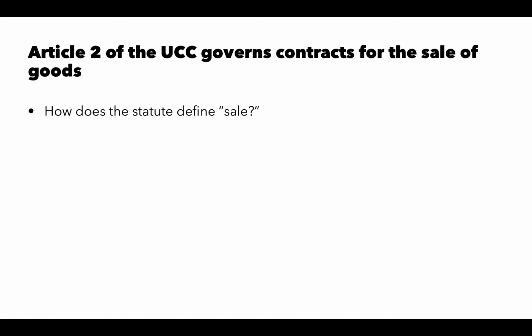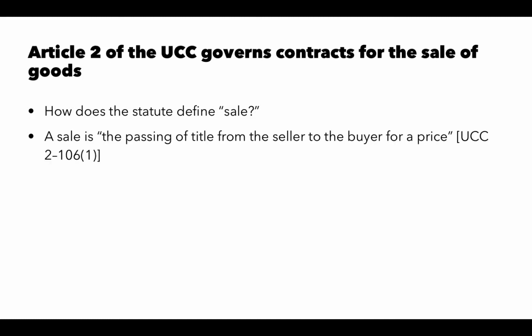What is the definition of a sale? Well, according to the UCC, a sale is the passing of title from the seller to the buyer for a price. Now, we'll be doing a lot of this in this course, which is to break down this definition and to look for elements that reflect the definition.